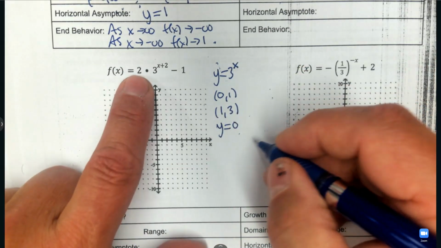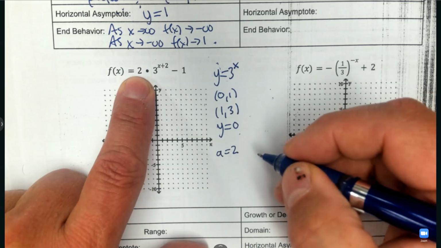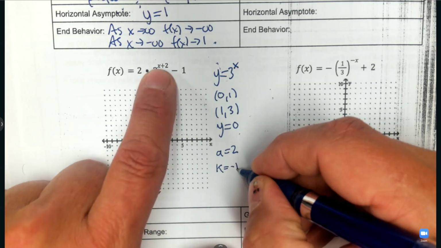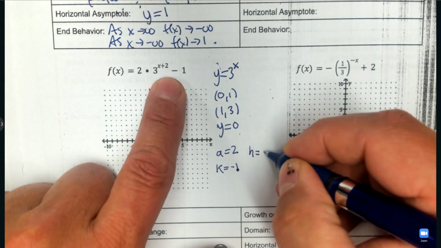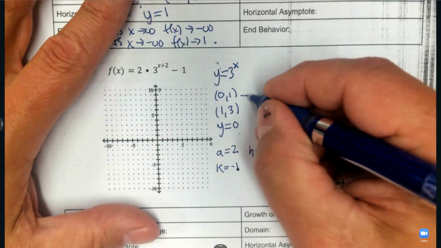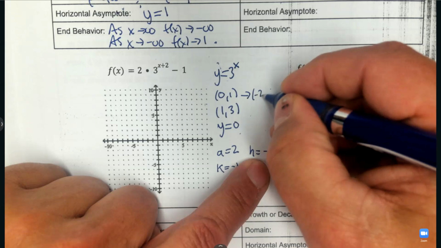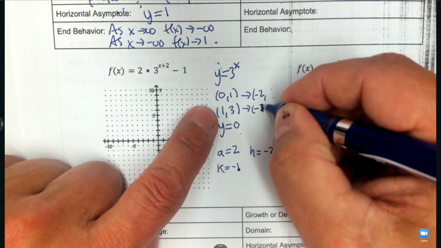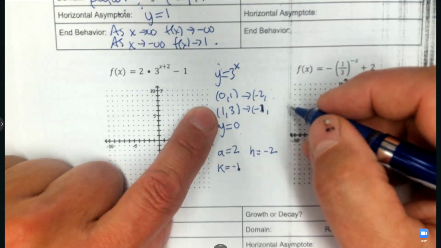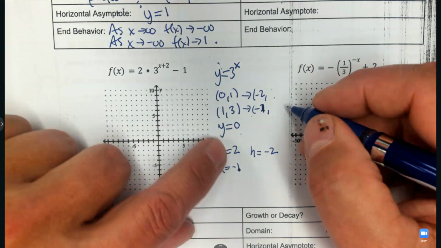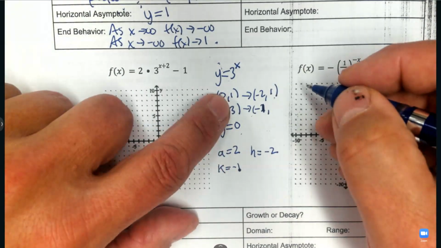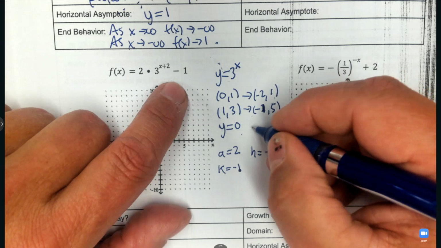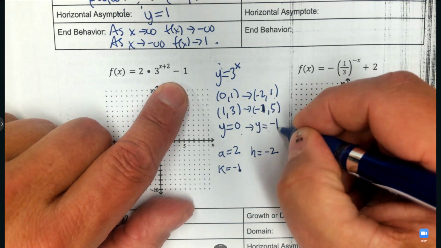We're going to change this. So we have a number in front multiplying, that's a. We have a number afterwards, that's k, so it's subtracting 1. And we're going to do the inverse of what I see in the exponent, which means I'm going to subtract 2 to all the x's. So 0 subtract 2, 1 subtract 2. Wait a second, 1 subtract 2, there it is, -1. To the y, we're going to multiply. 1 times 2, take away 1. 3 times 2, this is 6, take away 1. And 0 times 2, take away 1. We know it's just the k value. And then graph it.